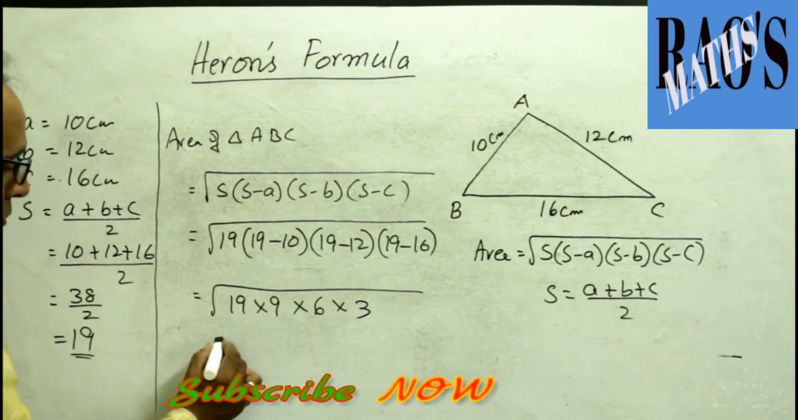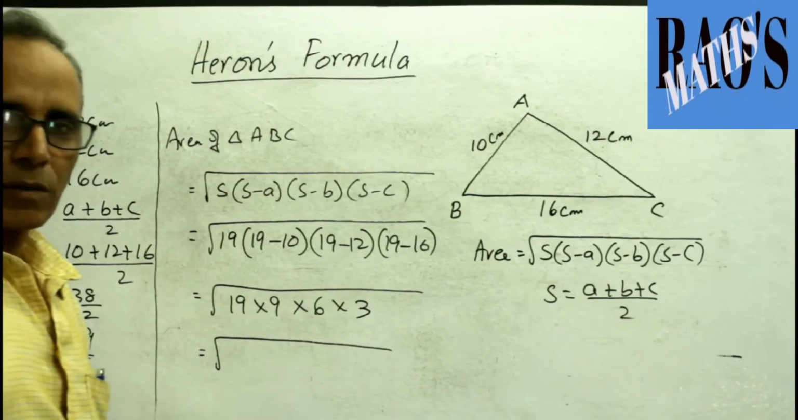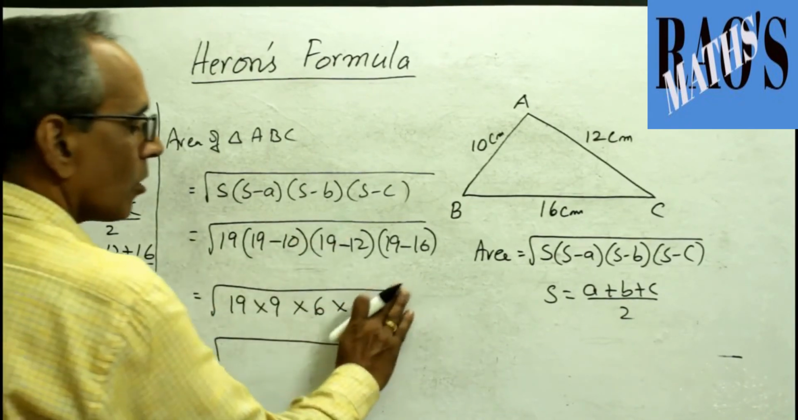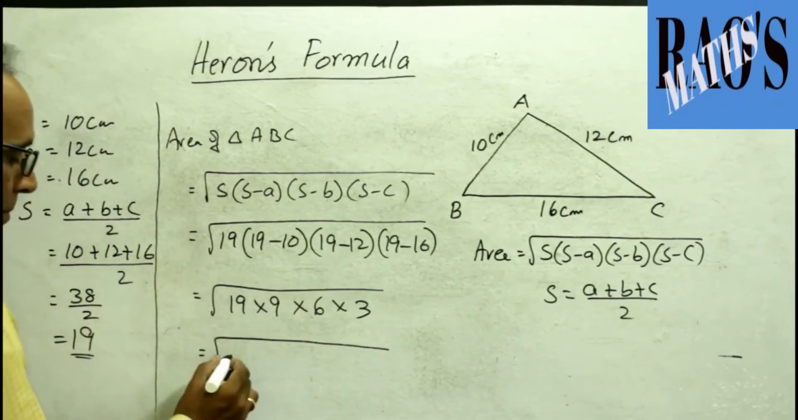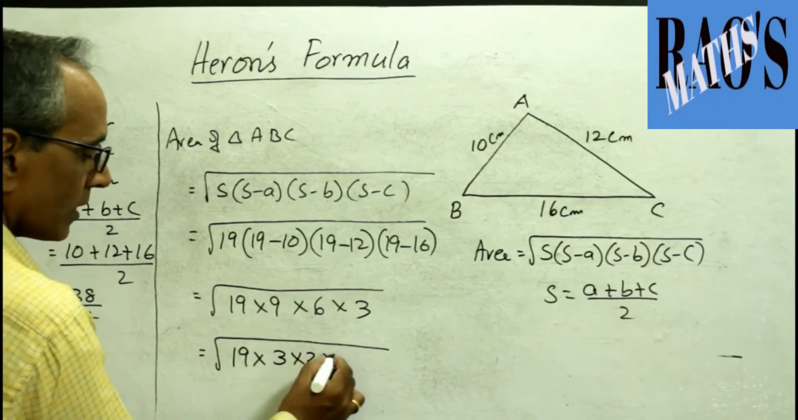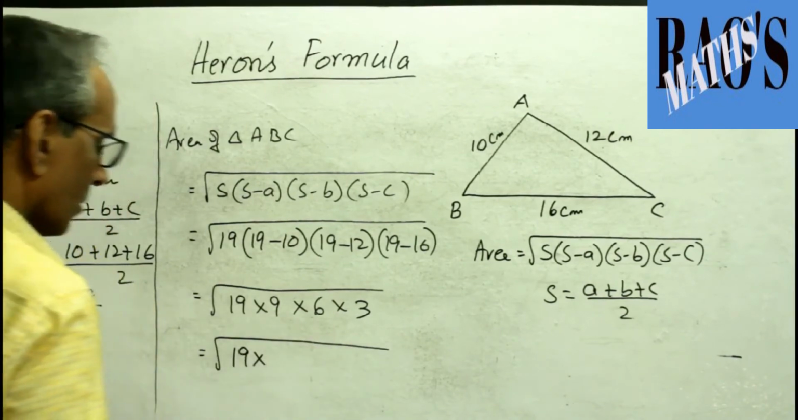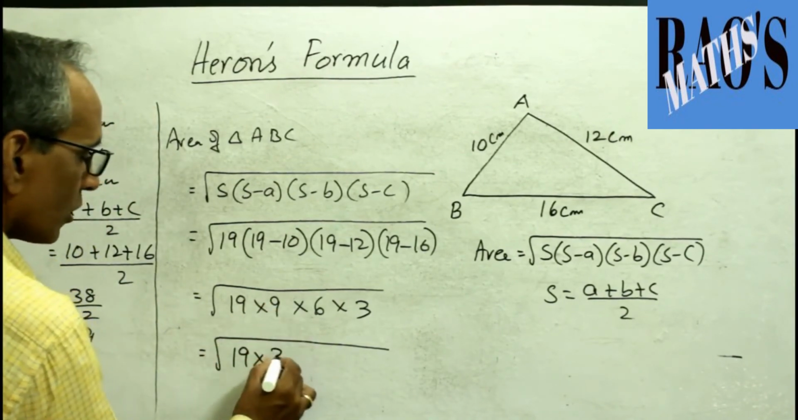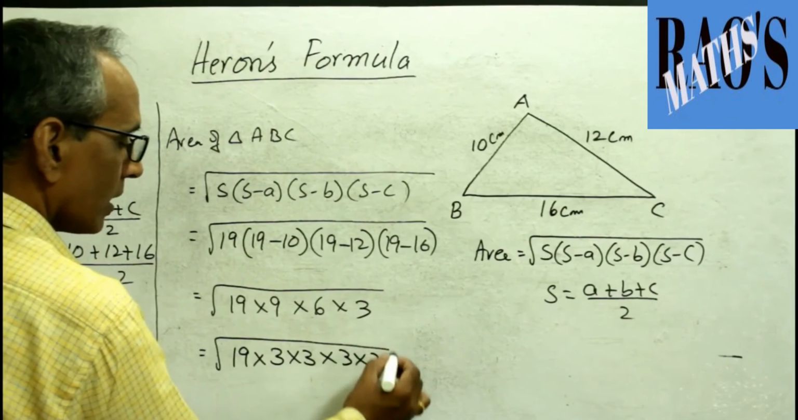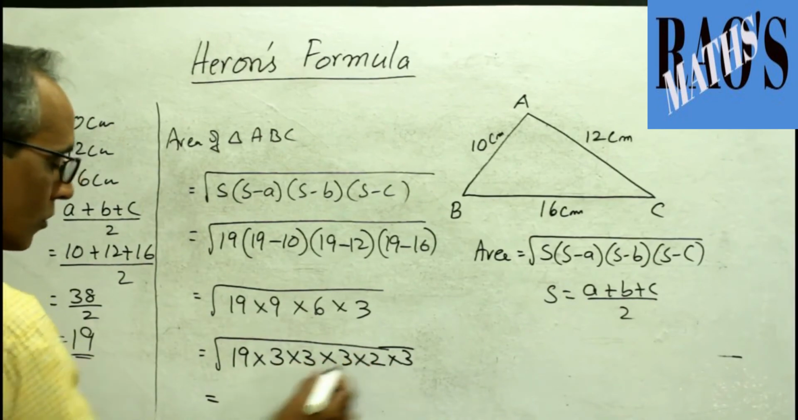See here, under the root we have some prime numbers and some composite numbers. Let's write the prime factors of the composite numbers instead of multiplying and getting the square root, which is long and tedious work. Since 19 is a prime number, I write it as it is, and 9 can be written as 3 into 3, 6 as 3 into 2, and 3 as 3 just. So here I have four 3's.